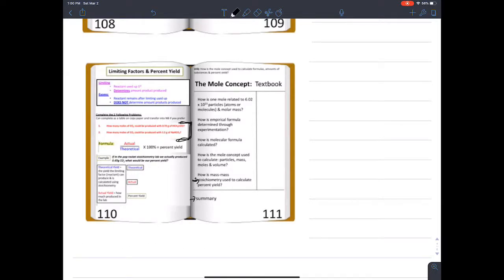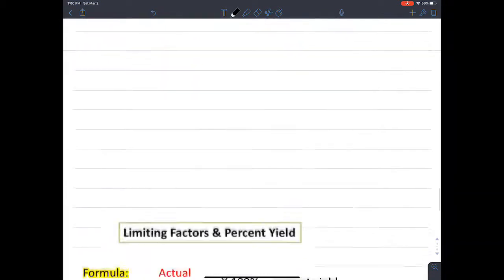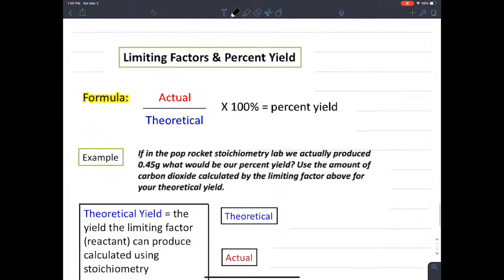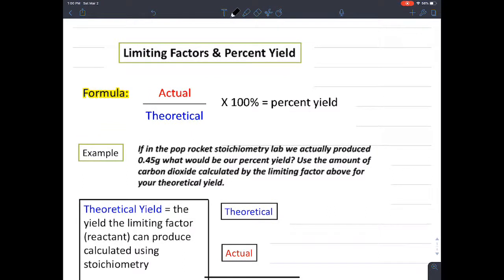Now, I didn't post a video of this stuff. That's why I have it right here. Let's talk about it. Limiting factors and percent yield. We talked about a limiting factor. It's something that is used up first. And if you use it up first, it's going to limit how much of the product you can make. Because if you're making cheese and crackers, and you have 300 crackers, but you only have 5 pieces of cheese, you can only make 5 cheese and cracker sandwiches. That's just the way it is.